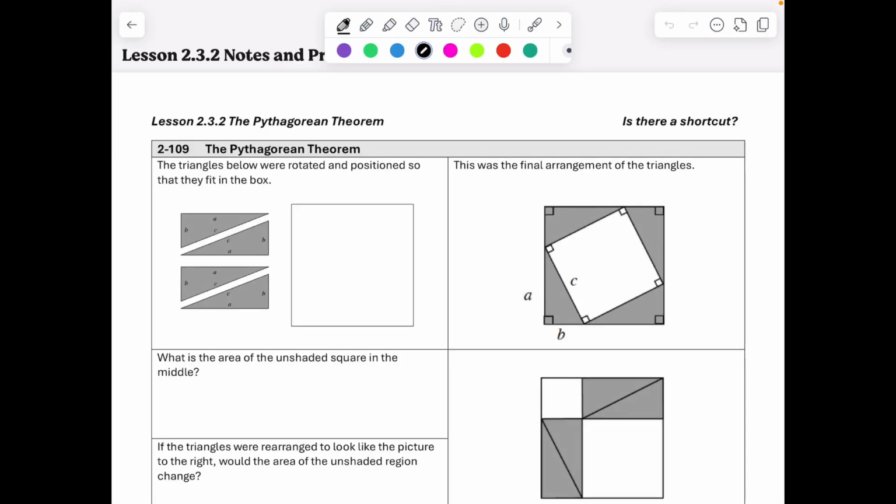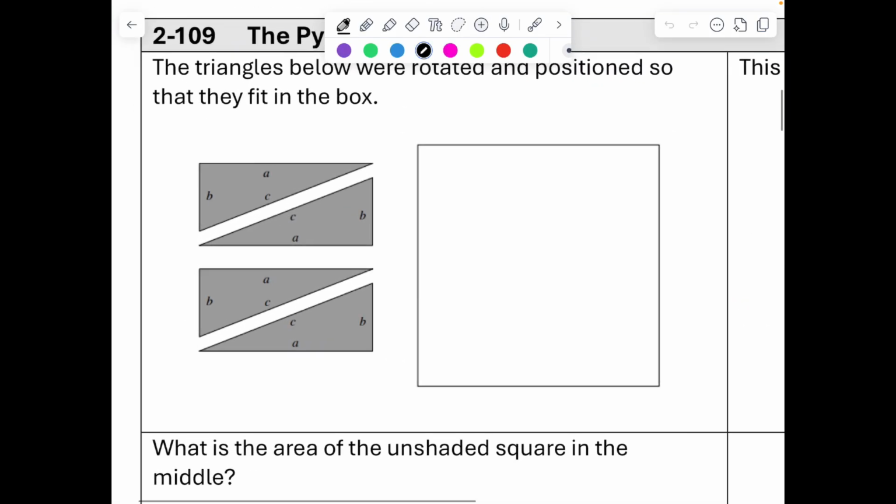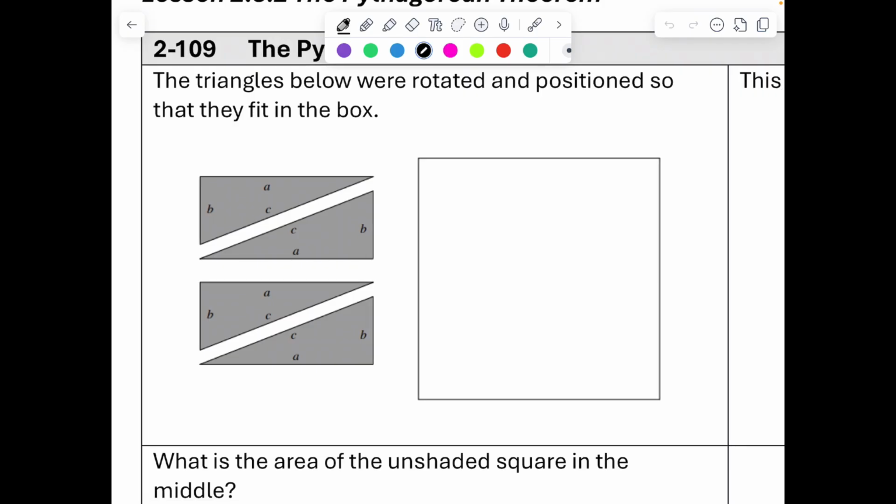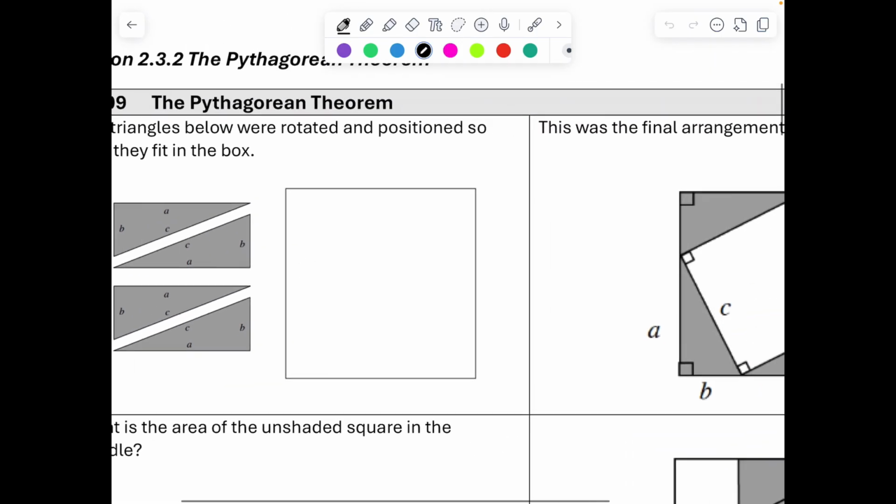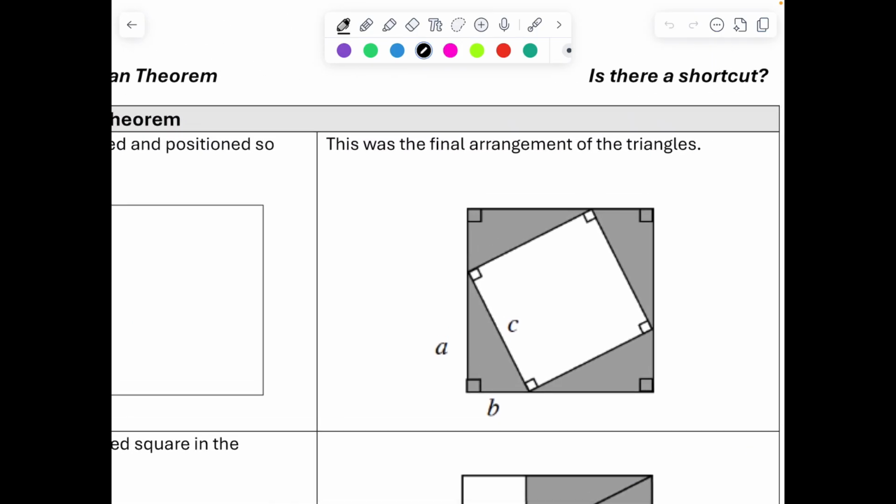This is lesson 232, the Pythagorean theorem. So we have these triangles down below. They are all the same. We've got 4 of them, and they've been rotated and positioned so that they fit in the box like this. Okay, so this is what they look like now. We have 1, 2, 3, 4 of the triangles.